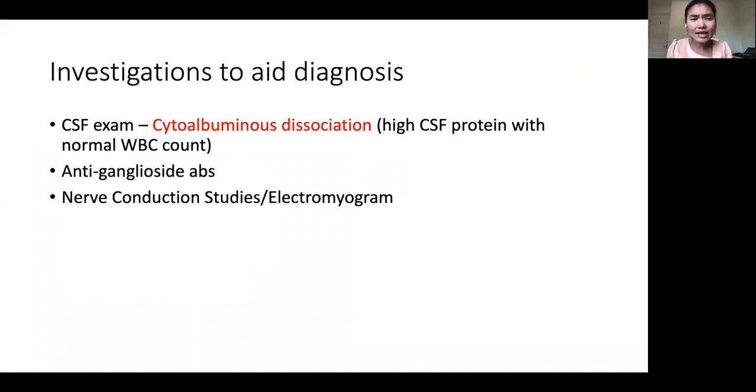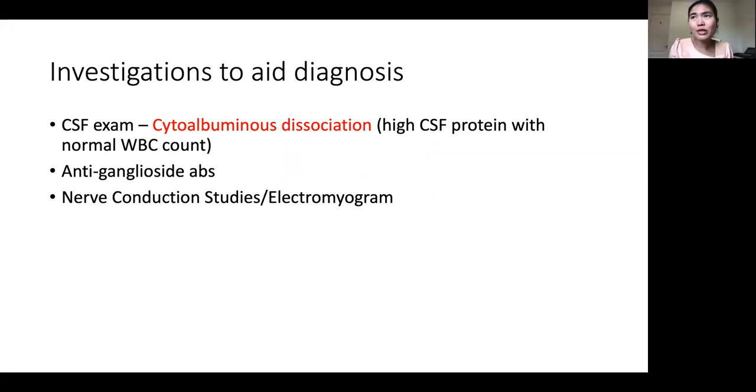Investigations to aid diagnosis. It is most of the time a clinical diagnosis. When you know the history, you know that this is going to be Guillain-Barré syndrome, but you can do some investigations to complement the diagnosis. One investigation is CSF examination. What you're going to find is that CSF protein is going to be high, but you don't see any increase in white cell count. We call it cytoalbuminous dissociation.